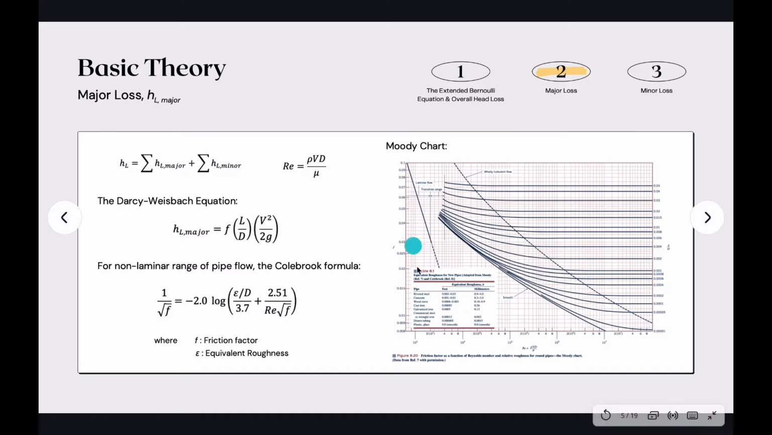The figure on the right is known as the Moody chart, which shows the correlation of the friction factor to the Reynolds number and relative roughness of round pipes. The non-laminar range of the Moody chart is actually a graphical representation of the Colebrook formula.